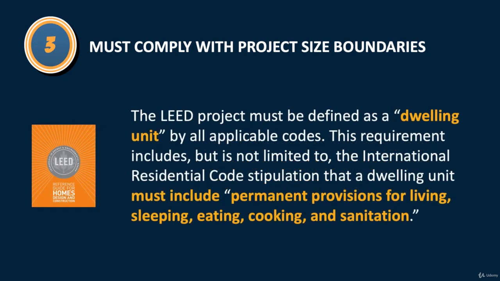LEED for Homes, the LEED project must be defined as a dwelling unit by all applicable codes. This requirement includes, but is not limited to, the International Residential Code stipulation that a dwelling unit must include permanent provisions for living, sleeping, eating, cooking and sanitation. These are the 3 minimum requirements that every LEED project must adhere to.